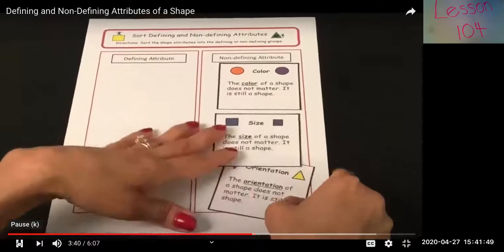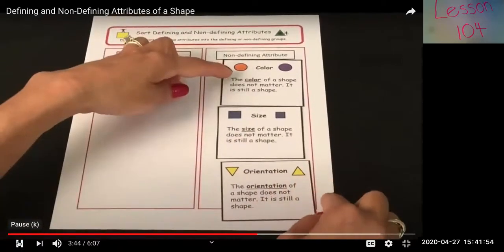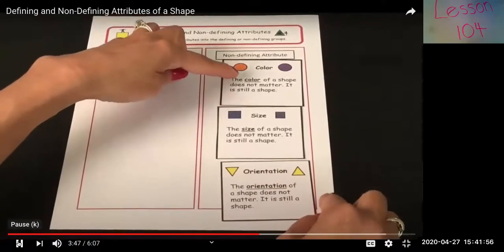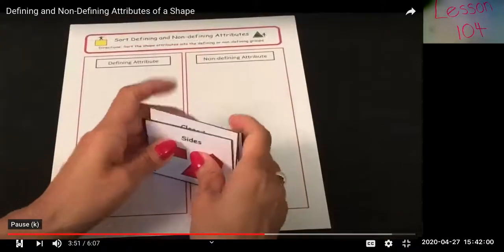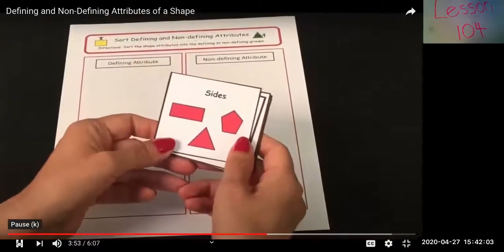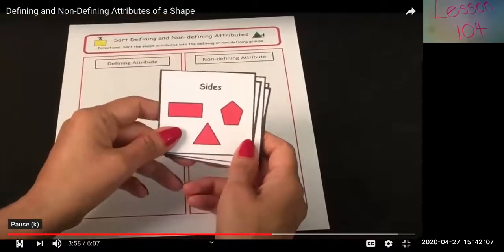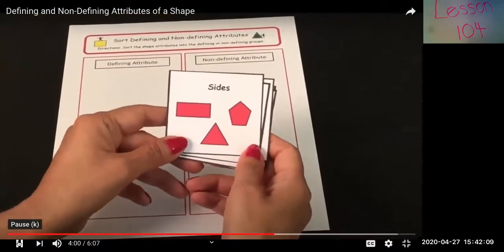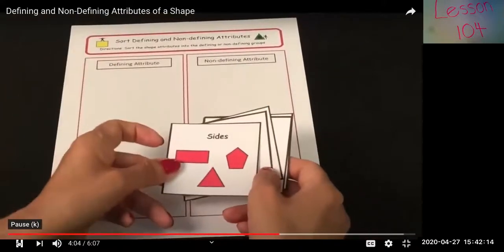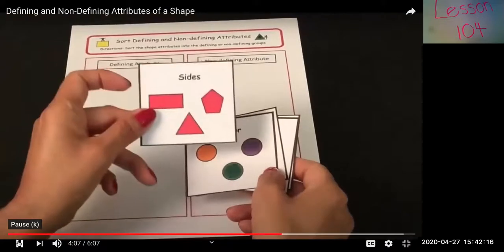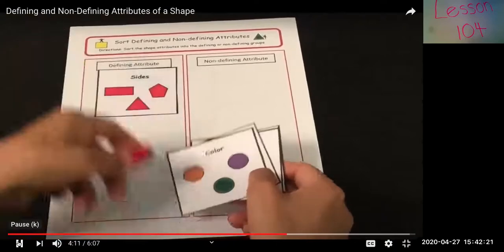Okay, so non-defining attributes are attributes that don't matter. And the three non-defining attributes of a shape are color, size, and orientation. Okay, so now I'm going to check for understanding. I want to see if you can tell me whether it is a defining or a non-defining attribute. So the number of sides. The number of sides, is that a defining or a non-defining attribute? Okay, the number of sides does matter, so it is a defining attribute.